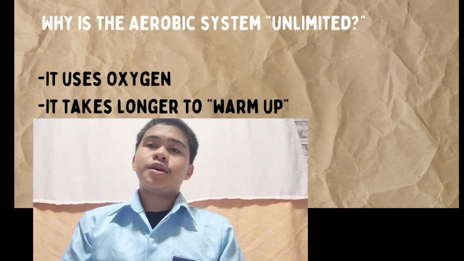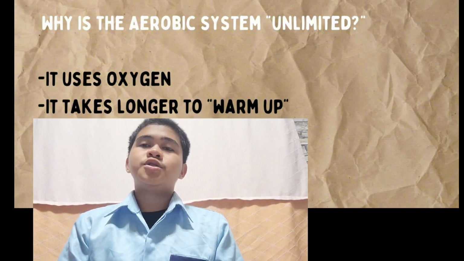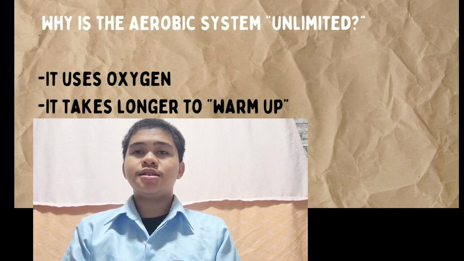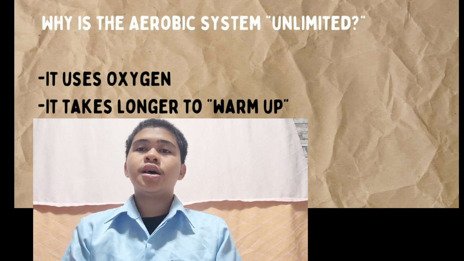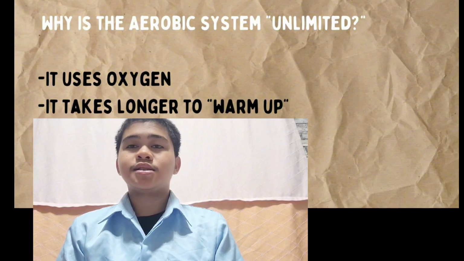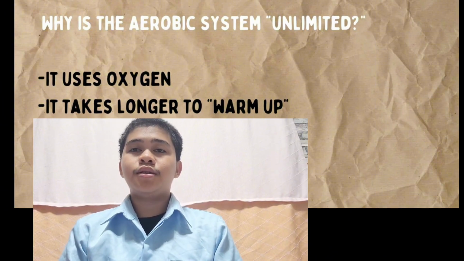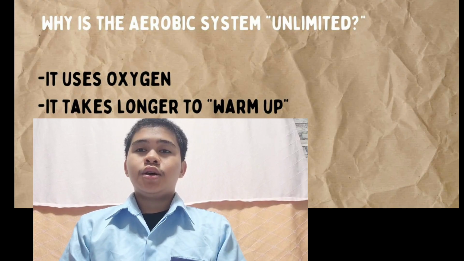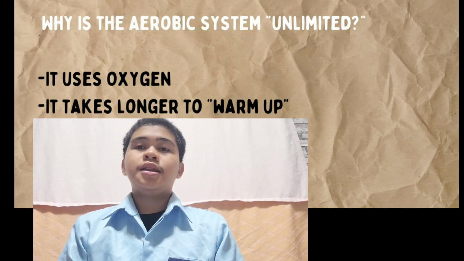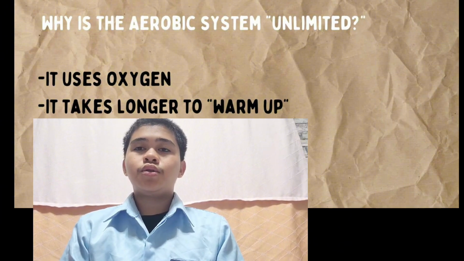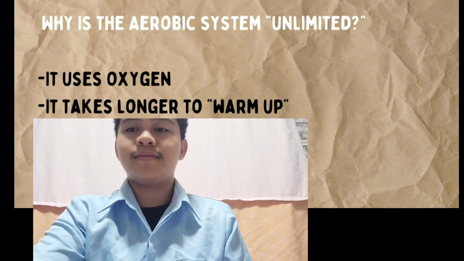Why is the aerobic system unlimited? First one, it uses oxygen. The ATP-CP and lactic energy systems don't use oxygen, that's why the energy runs out after a few minutes. Second, it takes longer to warm up. And third, with no fuel shortage and no injuries, theoretically, it could continue indefinitely. This means, with enough food and no serious injuries, we could do these exercises forever.